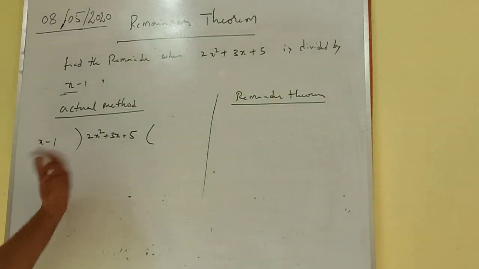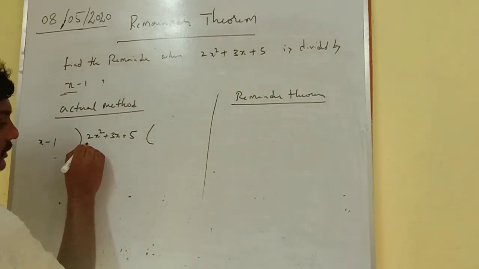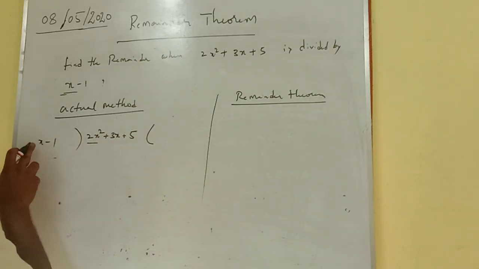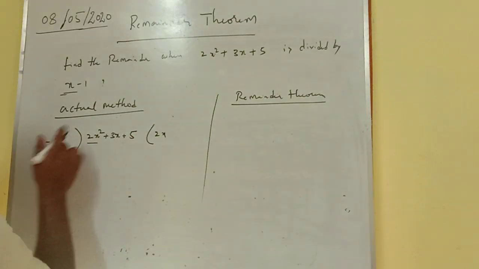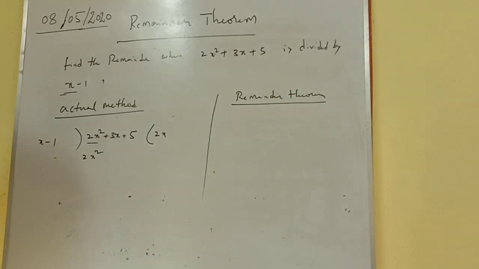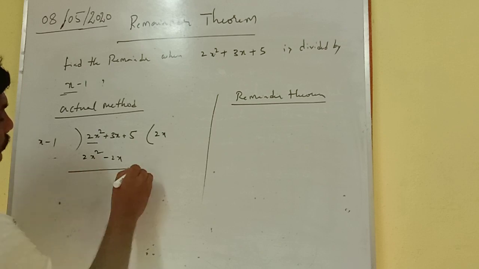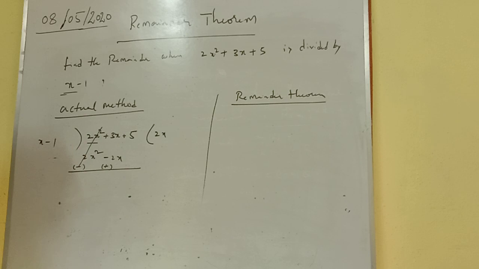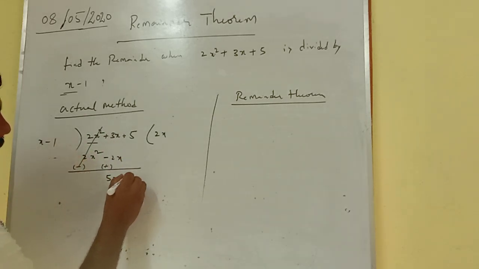So we need to cancel each and every step. Here we need 2x square, but we have only the x term. So you have to get 2x square by multiplying x with 2x. 2x into x becomes 2x square. Now the remaining term, 2x into minus 1, is minus 2x. When the sign changes, this is plus. Now these two get cancelled. The remaining is 3x plus 2x, this is 5x plus 5.